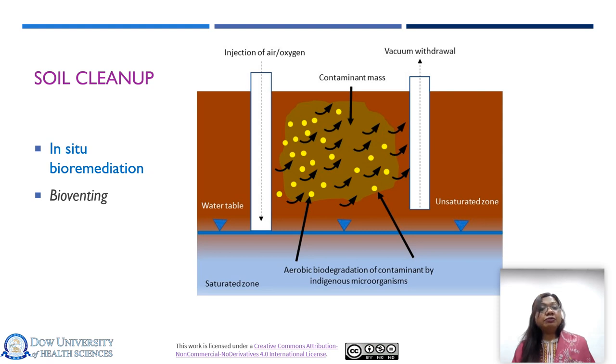Bioventing can be enhanced by the addition of nutrients such as nitrogen or phosphorus to the contaminated soil to stimulate the growth of the microorganisms. This process is known as biostimulation and can increase the rate of degradation of the contaminants.